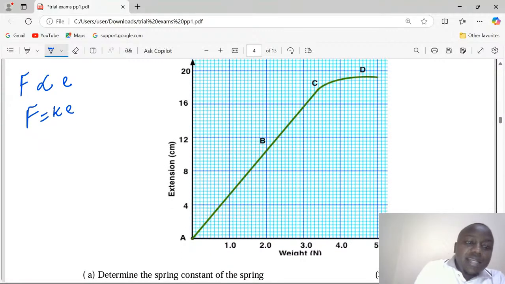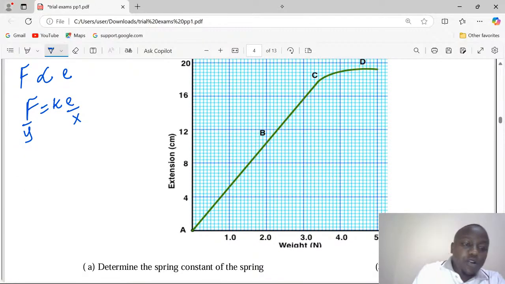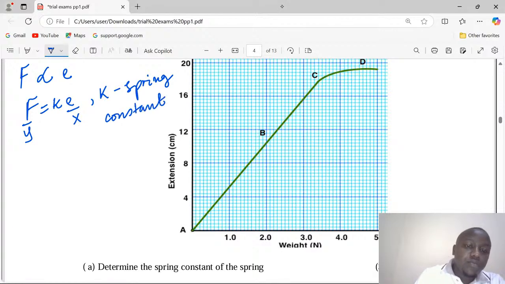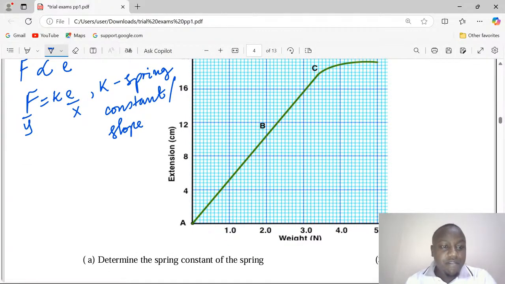That means in case we plot force on the y-axis and extension on the x-axis, the graph is going to pass through the origin because the equation is not having the y-intercept. And the spring constant K becomes our slope, because it multiplies the quantity on the x-axis. But now we have interchanged.